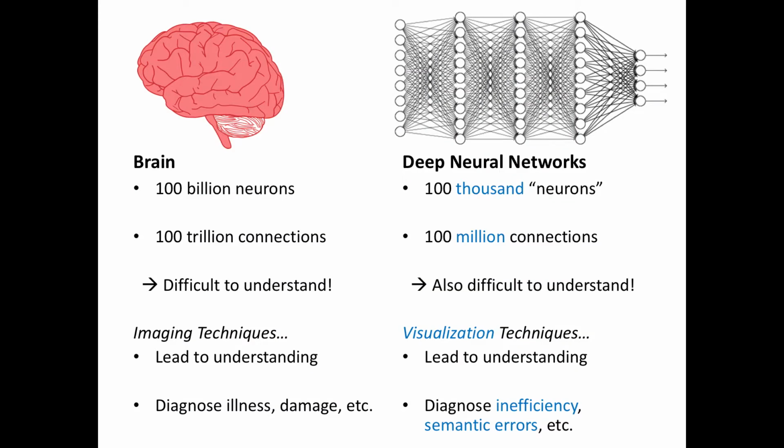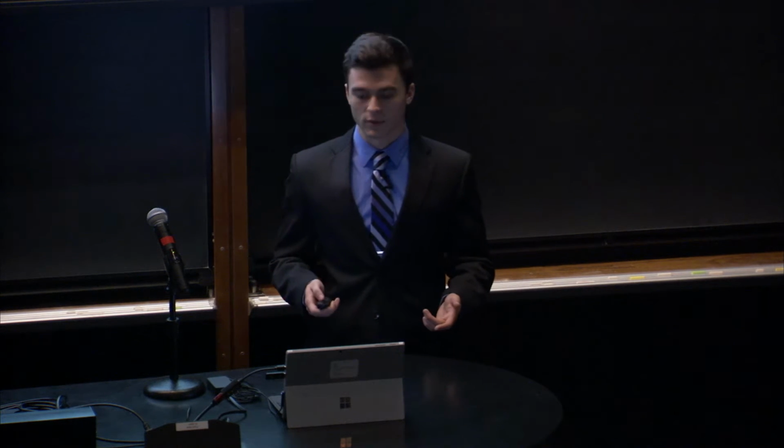Now, in the realm of artificial intelligence, we have deep neural networks, which are achieving similar levels of complexity. Some networks contain 100,000 neurons, 100 million connections, and even at these lower levels of complexity, they're also difficult to understand. So analogously, we have visualization techniques that lead to better understanding of these networks and help us diagnose, say, inefficiency or semantic errors and so forth.